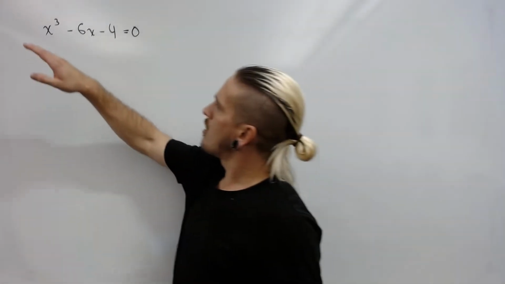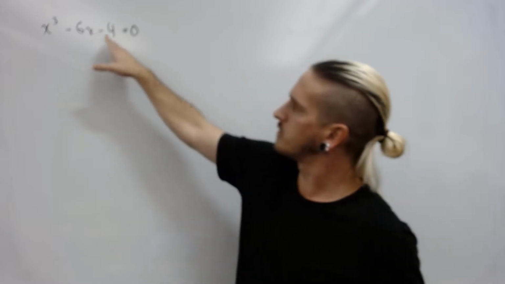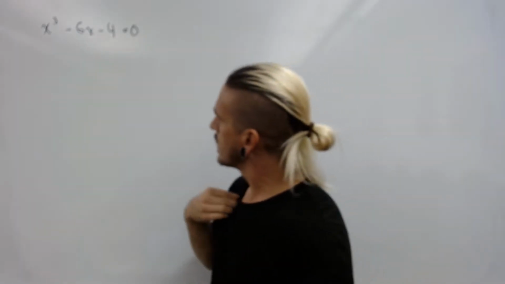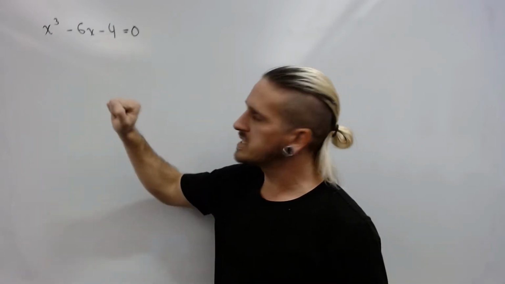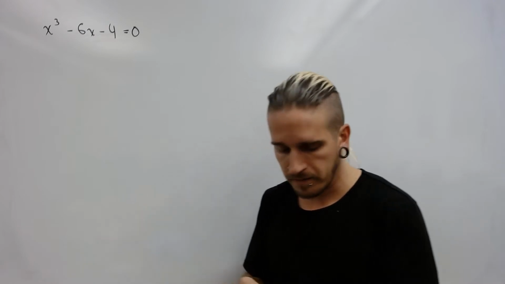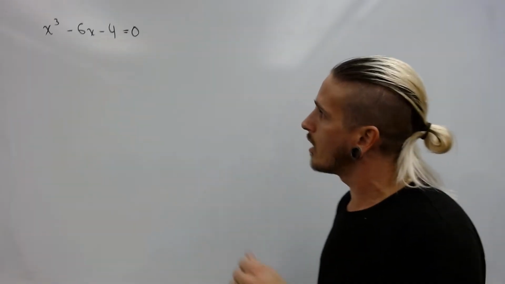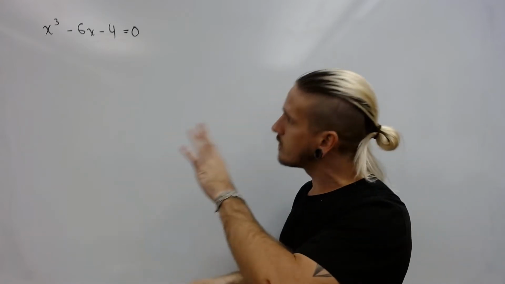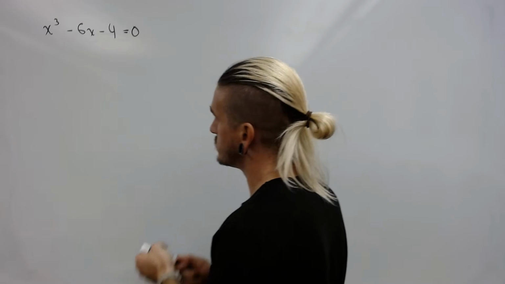All right, we're going to solve the cubic polynomial x cubed minus 6x minus 4 equals 0. Now, notice that this cubic is missing a quadratic term. We call this a depressed cubic polynomial. Now, there is a way to solve this, which was formalized by Cardano, but it's very long and involved and intricate. We're going to take a different approach and solve this by using a substitution.